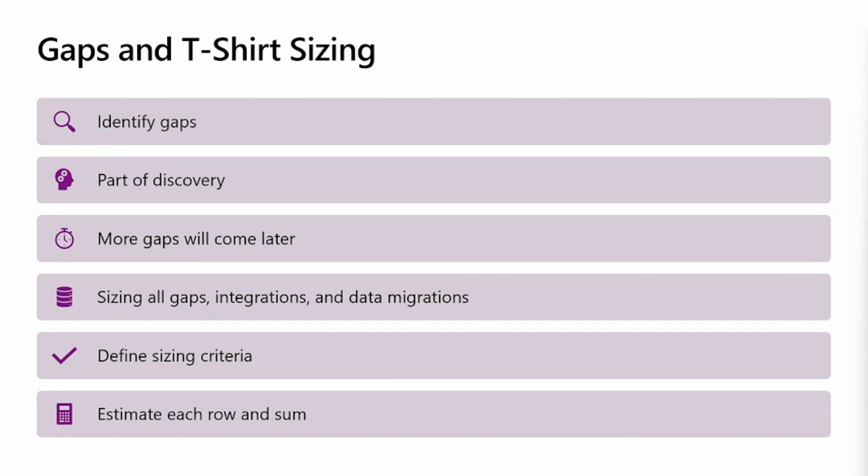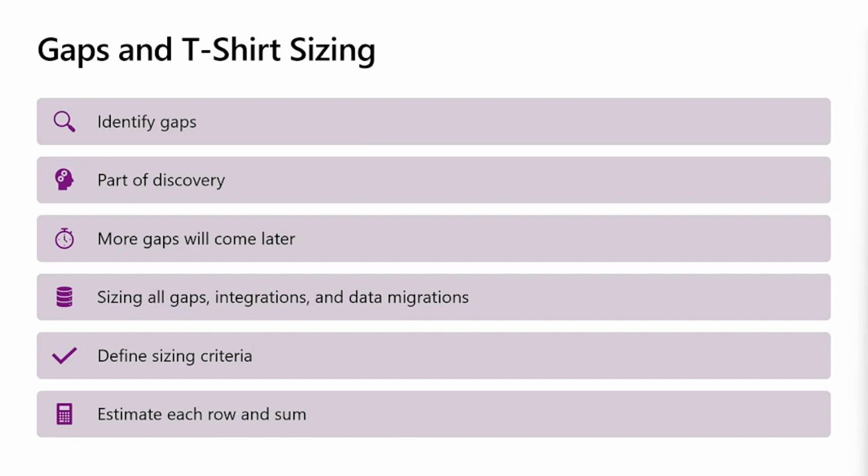The big ticket items should be identified as part of the discovery process. But it's important to note that more gaps are going to come later. Hopefully they're smaller gaps. So you need to make sure that you have a change management process in place to help with this overall process.